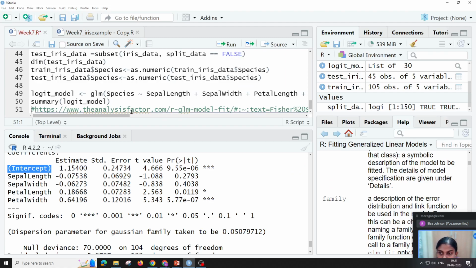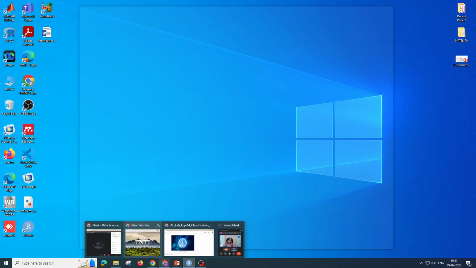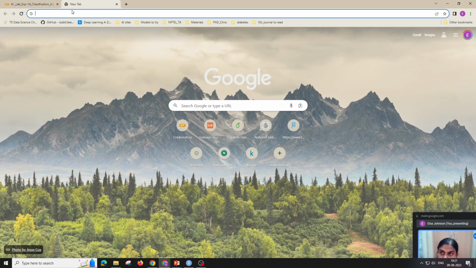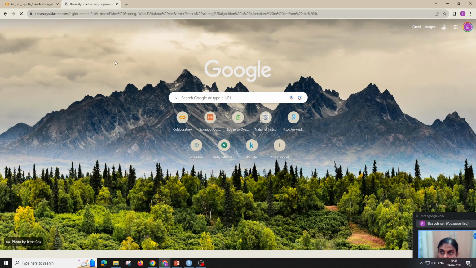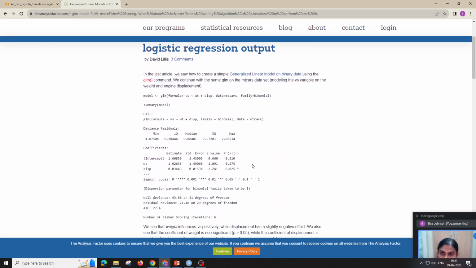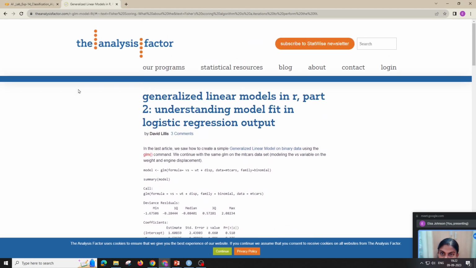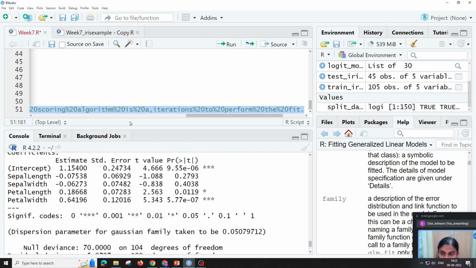If you want to see the different things about the logistic model or the GLM function, you can just click on this link and go to that particular site. I'll just show you that. This site has all the different parameters available about the GLM function. It has different parts also.